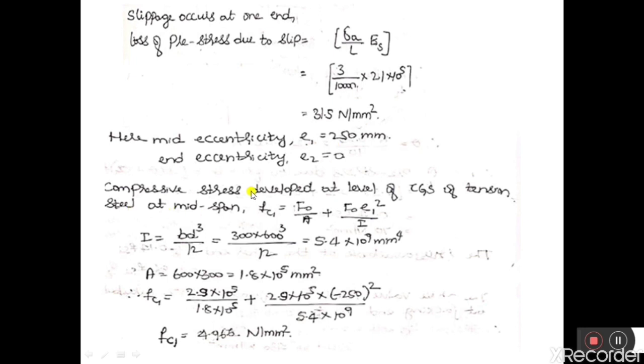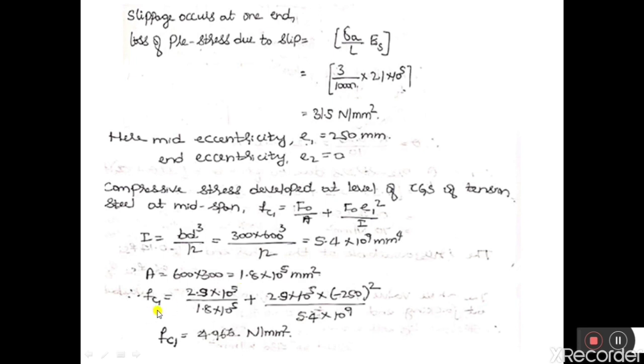So compressive stress developed at the level of CG of tension steel at midspan, Fc1. We know this formula to calculate Fc, that is F0 by A plus F0 e1 square by I. F0 is initial pre-stressing force, I is moment of inertia. Moment of inertia is equal to bd cube by 12, which is 5.4 into 10 to the power of 9 mm to the power of 4. Area is 600 by 300, which is 1.8 into 10 to the power of 5 mm square.